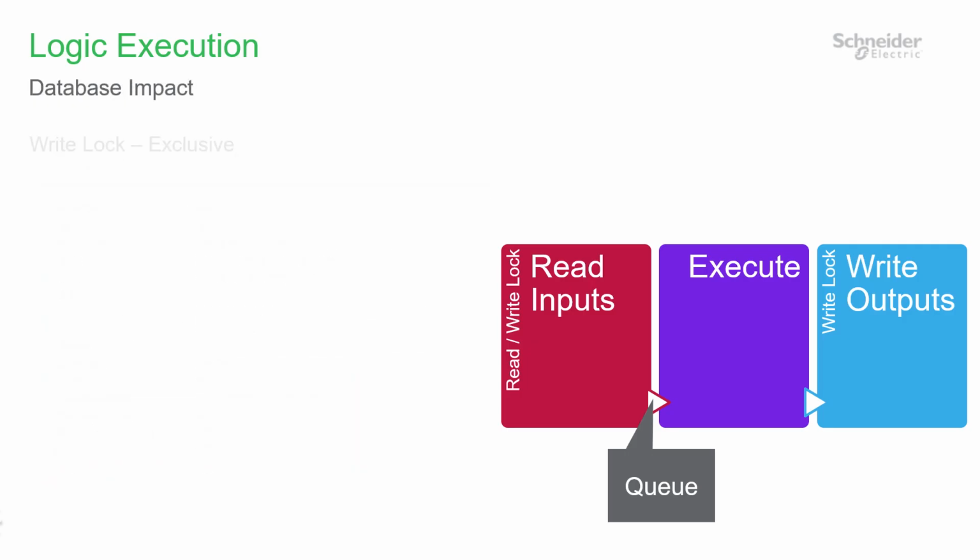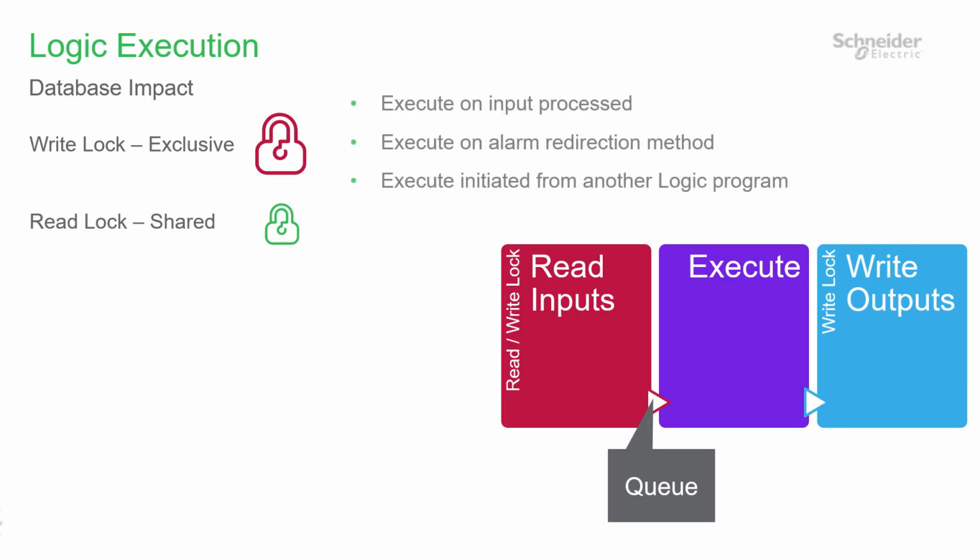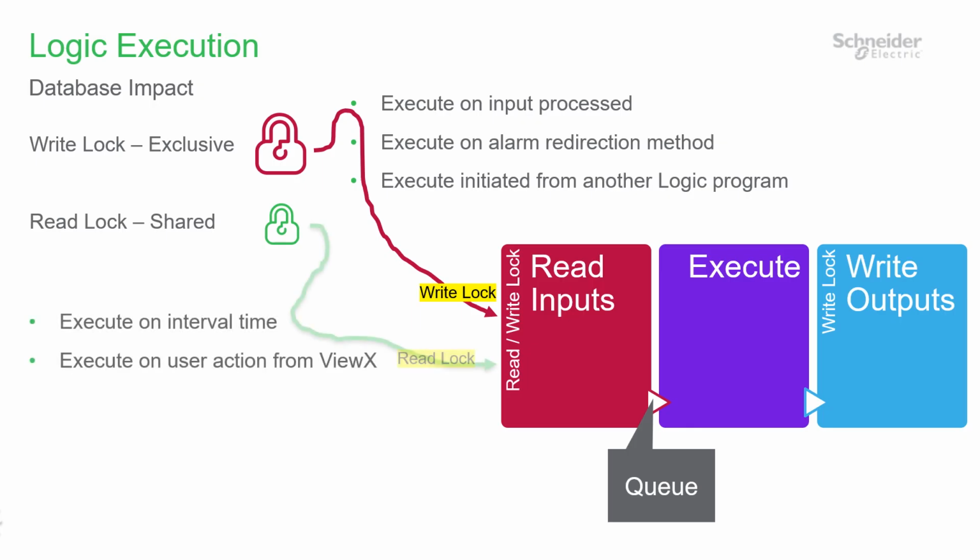Let's consider how logic affects the database with exclusive write locks and shared read locks. We want to keep both types of lock time low, but especially the write locks. The write outputs phase will naturally use a write lock, so ensure that you use the setting update changed outputs only. The read inputs phase, on the other hand, is write locked only in some execution types, such as execution on input processed. Other execution types, such as on interval, use a read lock for read inputs and therefore have less impact.